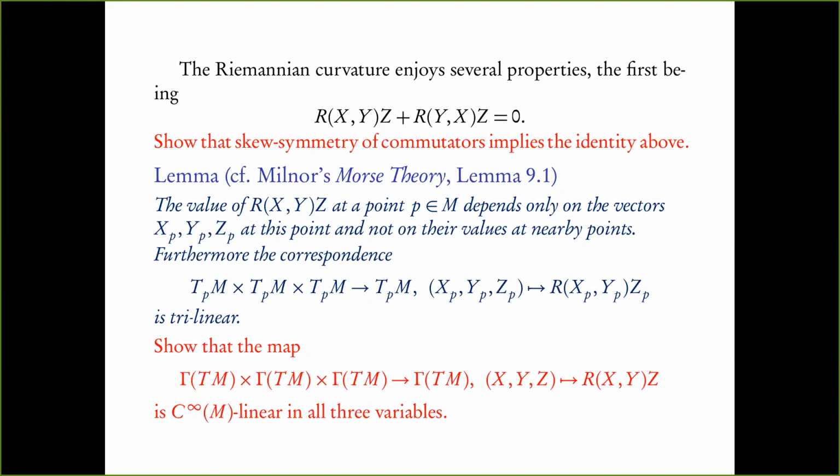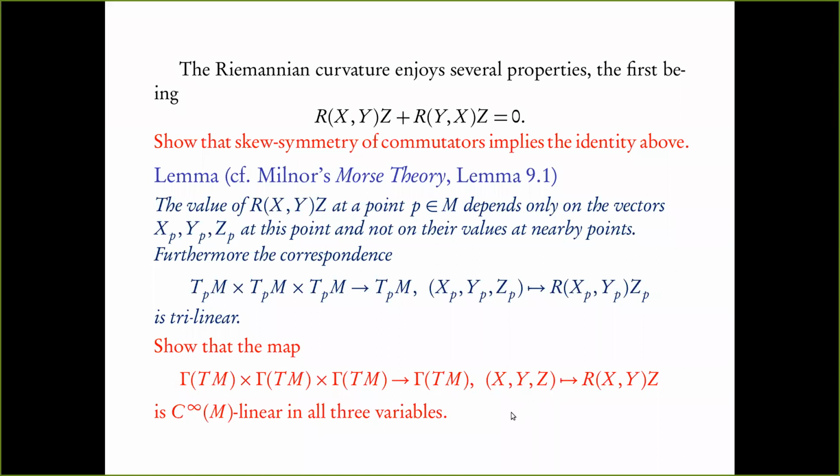And the lemma actually allows you to conclude that this map is C infinity M linear in all three variables. Remember, the usual linearity in the lemma above is just linearity over R, meaning think of TPM as a vector space over R, and linearity is in the usual sense. Here, these vector fields are modules over the ring of smooth functions. So when I talk about a map, I'm saying that this is a module map, meaning that it is C infinity M linear in each of the three summands, meaning if I put F in front of X, the F will come out in front of R. If I put F in front of Y, the F will come out, and so on.